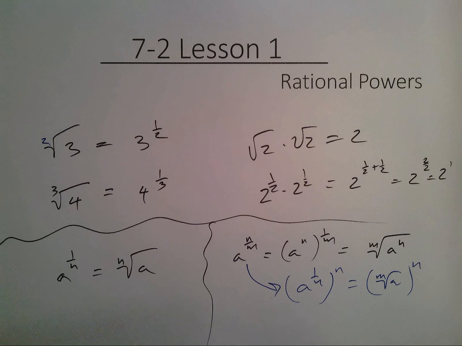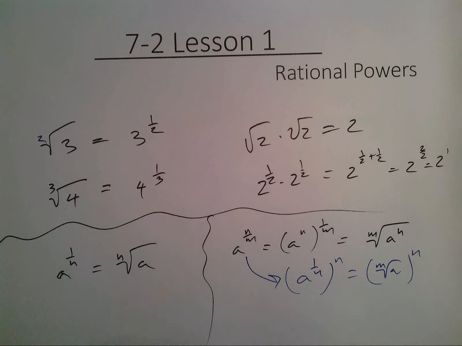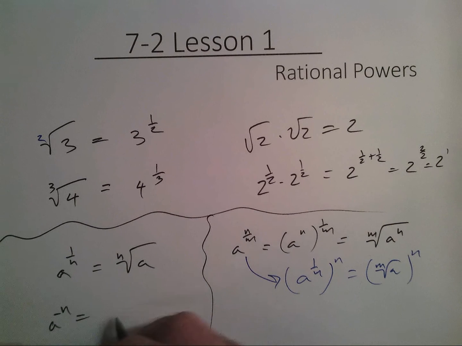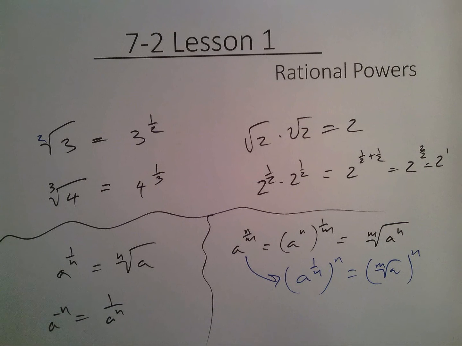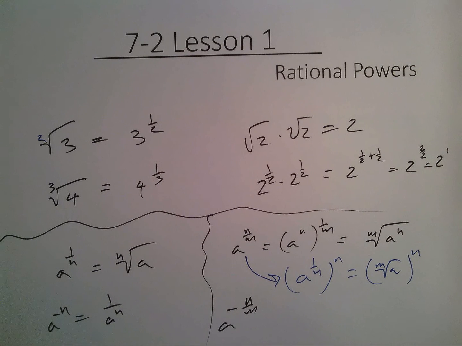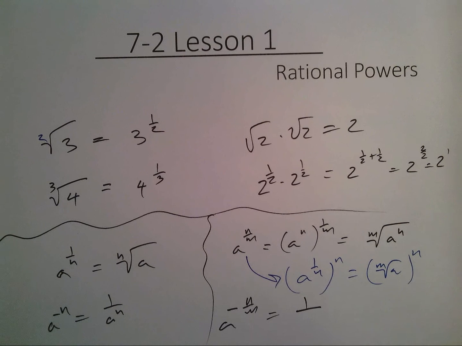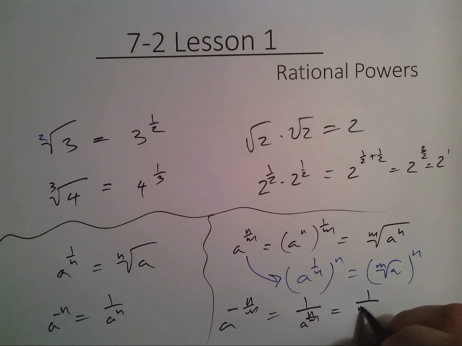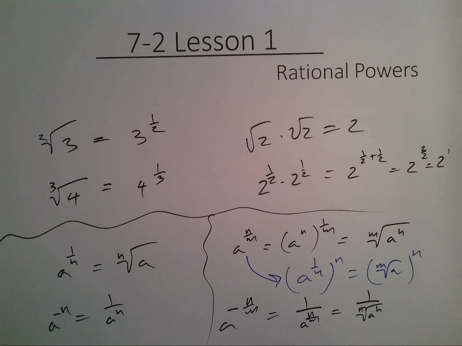Alright, and one other thing that we're supposed to have is a reminder: if you have a to the negative n, that's just 1 over a to the n. That negative power is going to drop your value down to the bottom. So if I have a to the negative n over m, that's just 1 over a to the n over m, which is just 1 over the mth root of a to the n. Alright, so it's just shifting things around.